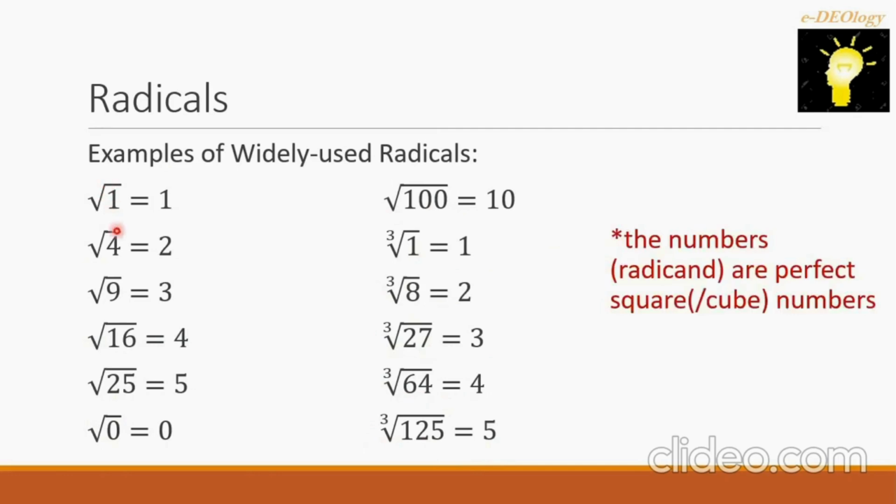Those numbers inside the radical sign are called perfect square or perfect cube numbers. The numbers 1, 4, 9, 16, 25, 0, 100, these are perfect square numbers, while the numbers 1, 8, 27, 64, and 125 are examples of perfect cube numbers.